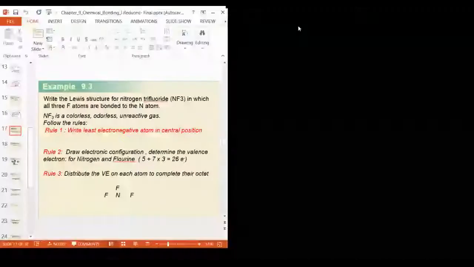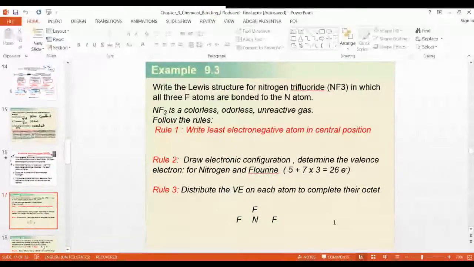So I'm talking about the Lewis structure. Is it clear now? Here? Is it visible? Yes, doctor, yes.